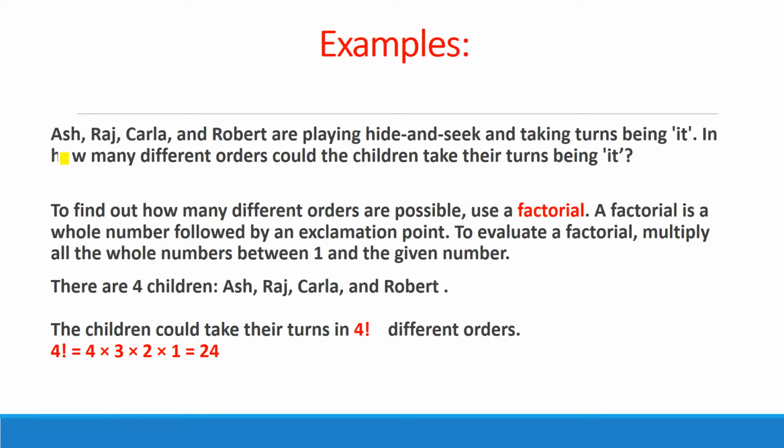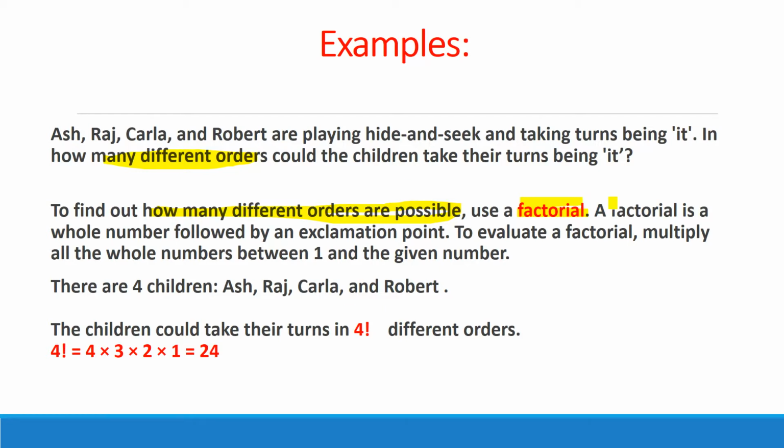In this example, suppose we have four children, Ash, Raj, Carla and Robert, who are playing hide and seek and taking turns being it. In how many different orders could the children take their turns being it? So the question is, we have to find out how many different orders are possible. We have four children. So in order to find out how many different orders, we use the term factorial.